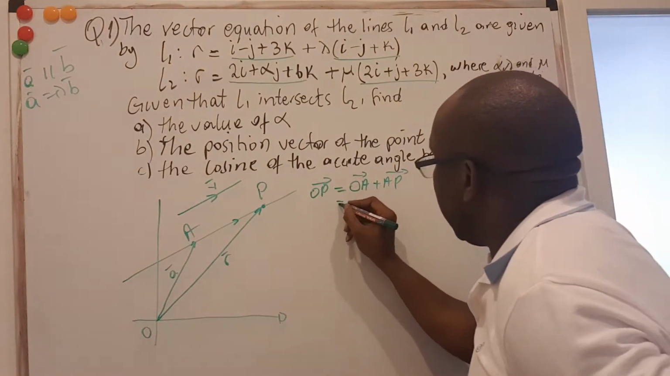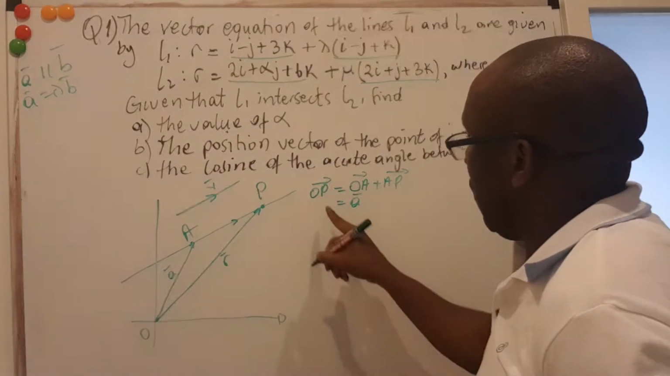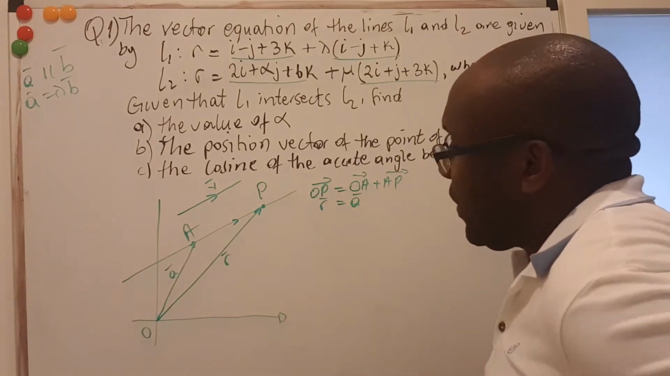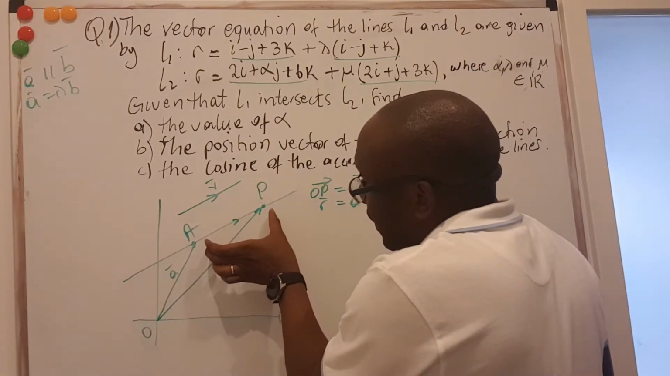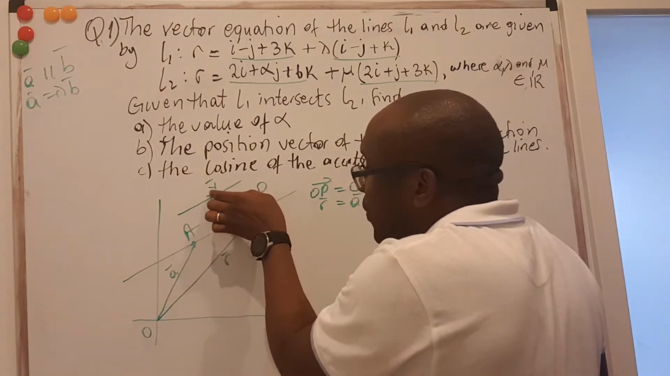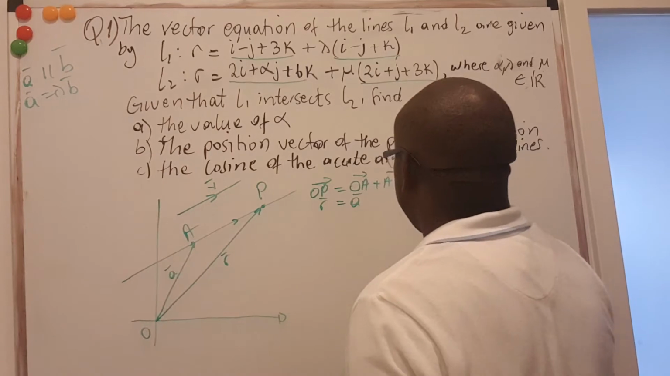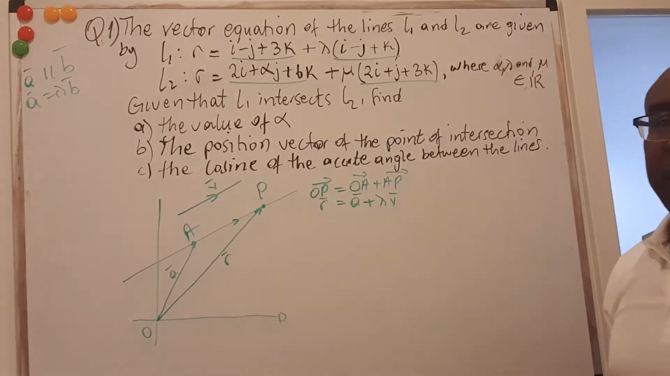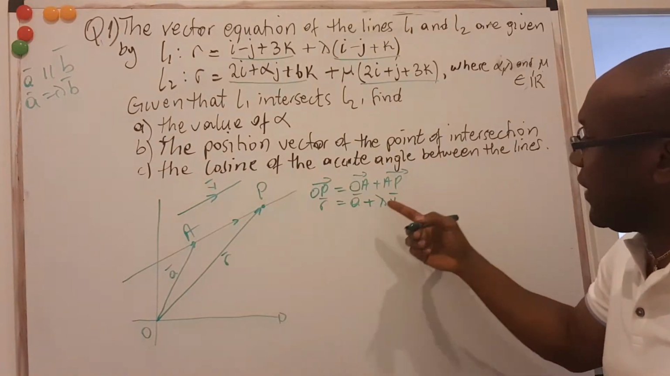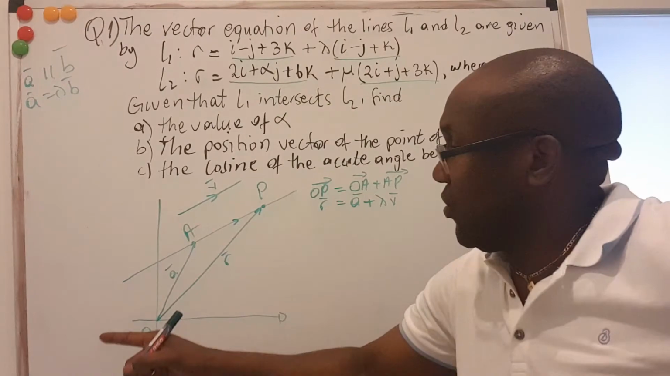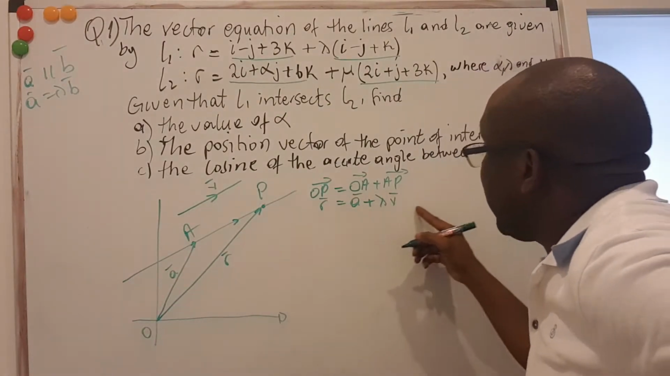My OA is a, the small a that we saw. OP is r. My problem is now with AP. This AP is parallel to this, so it means the direction vector of this is a multiple of that, according to what we see here. So I can write this as lambda v. So this is the equation of a line that describes any point that lies on this. So any point here will satisfy this equation.